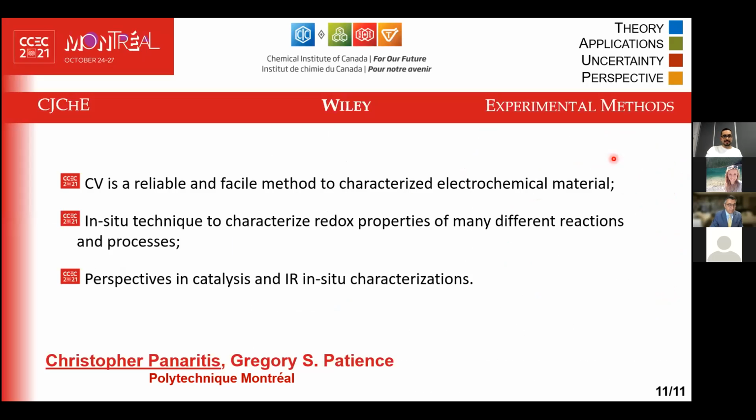Finally, we're just going to sum up that cyclic voltammetry is a reliable and efficient method to characterize electrochemical material. It's an in situ technique to characterize the redox properties of many different reactions and processes, especially the processes that are electrochemically conductive and in terms of catalysis. And as I mentioned, it's useful for chemical engineers in catalysis, and if you want to in situ characterize the samples. Thank you.